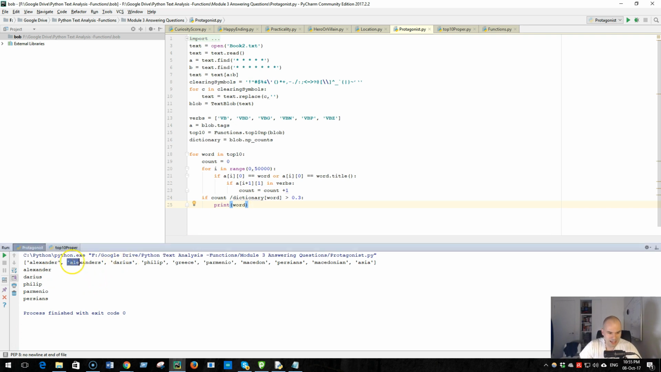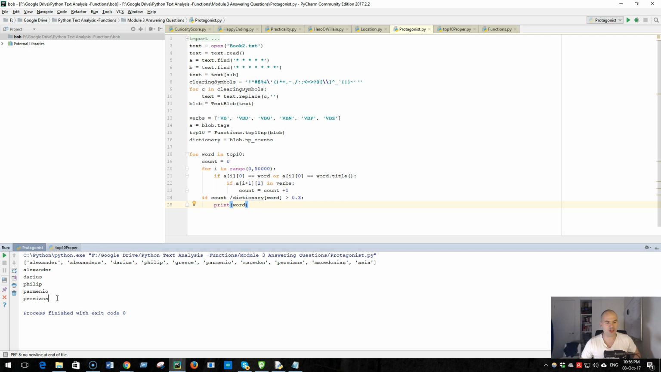Look at what was eliminated. Alexander's, which is a possessive, not the name of a character. Greece was eliminated. Macedon was eliminated. Persians were eliminated. Macedonian and Asia. So all we have left is Alexander, Darius, Philips, Parmenio. Oh, Persians snuck in. Because it's a plural, it's kind of like a person, I suppose. It's an actor. It's a protagonist of sorts.